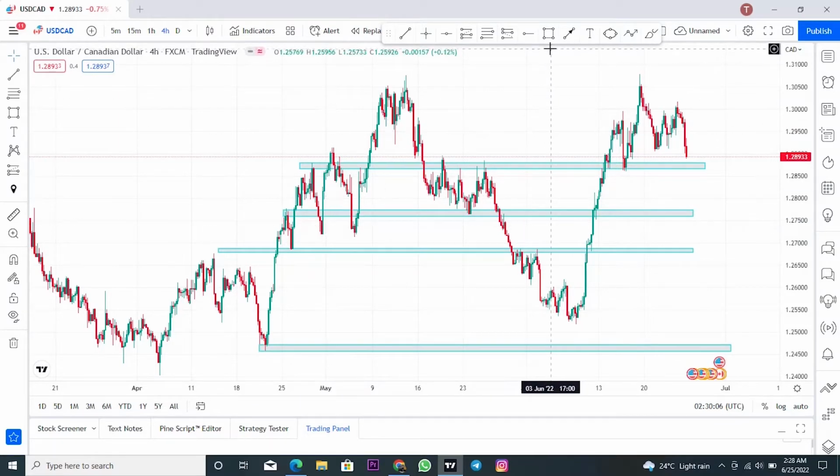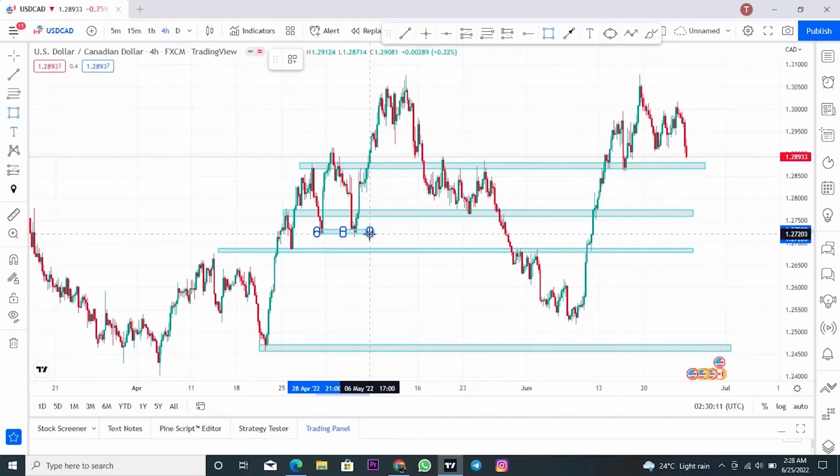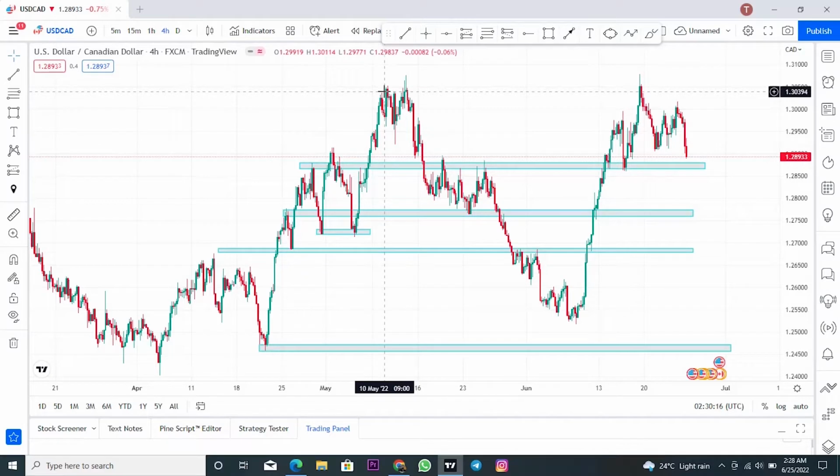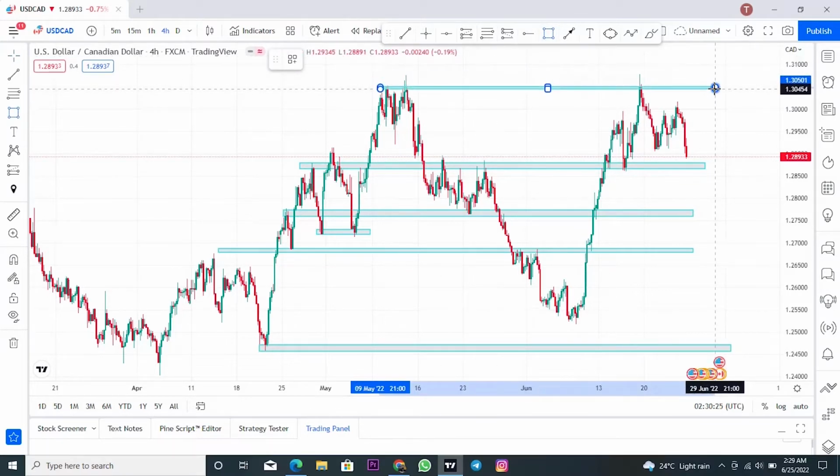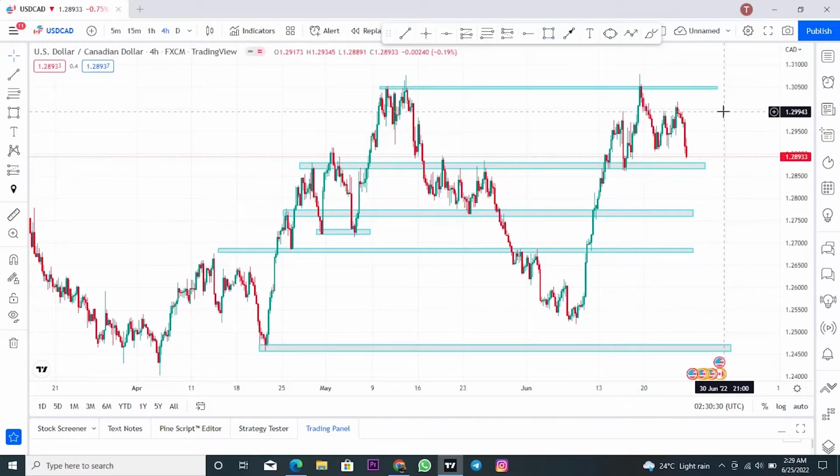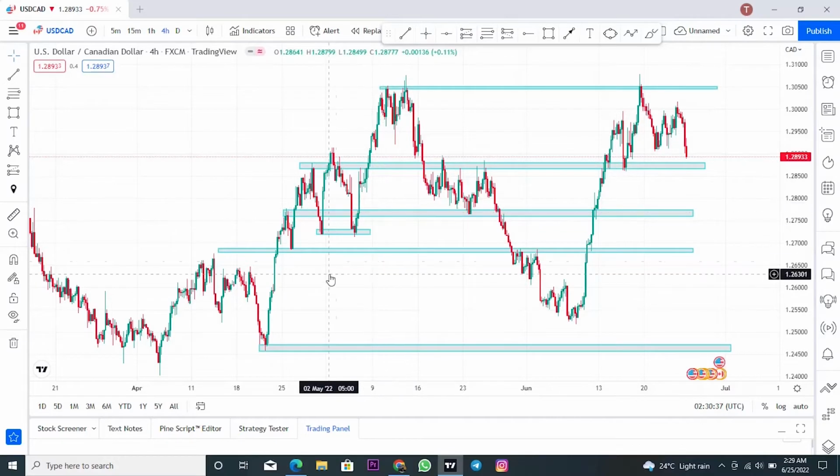Then now market respected at this point, creating some sort of a little double bottom right here, and then pushing further to the upside, also creating a resistance zone right there. So this is what is going to make you better.